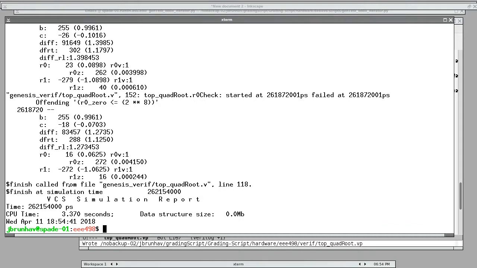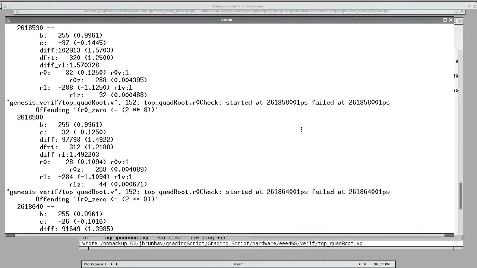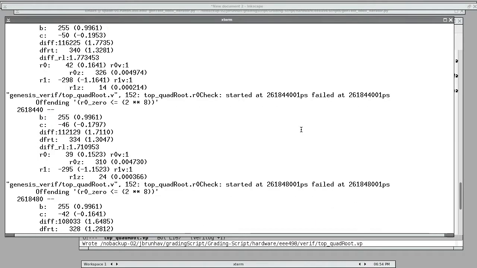So let's see. 272 is indeed not 0. 16 is actually much closer to 0. So the problem is that's not that far away from 256. So what was it that pushed us over? That one's pretty big.